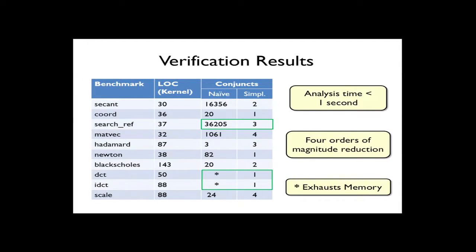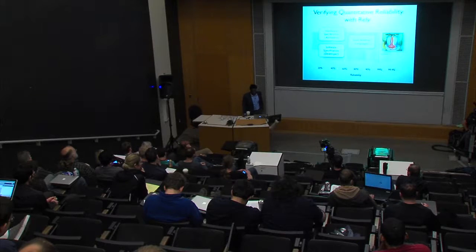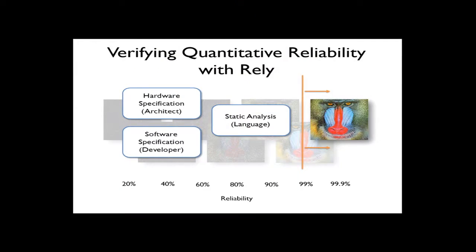What's important to realize is that although there may be a large number of paths through some particular program, there's typically a small number of least reliable paths. If we do verification for that, we can get scalable verification that also holds for the variety of paths that we have. Now that wraps up the way these components and the way Rely works, including its hardware spec, software specification, and the static analysis that we're doing.